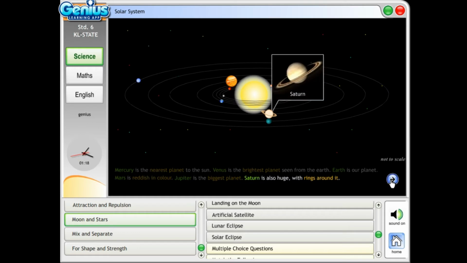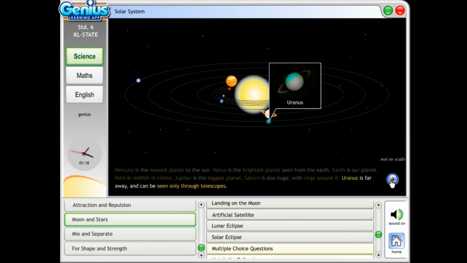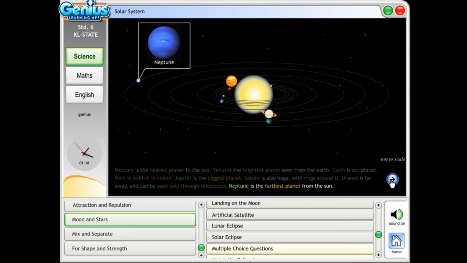Saturn is also huge, with rings around it. Uranus is far away, and can be seen only through telescopes. Neptune is the farthest planet from the Sun.